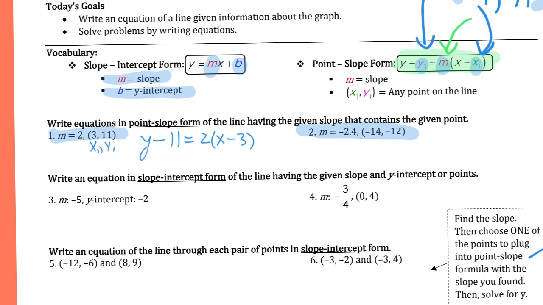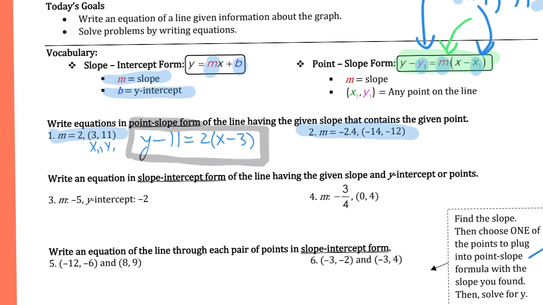Now the question is, how do they want their final answer? They say put it into point slope form, and that's your final answer. So your final form should match what they want. The point slope formula will look like this: y minus a y coordinate equals m, and then x minus an x coordinate. So this will be your final answer to this problem.